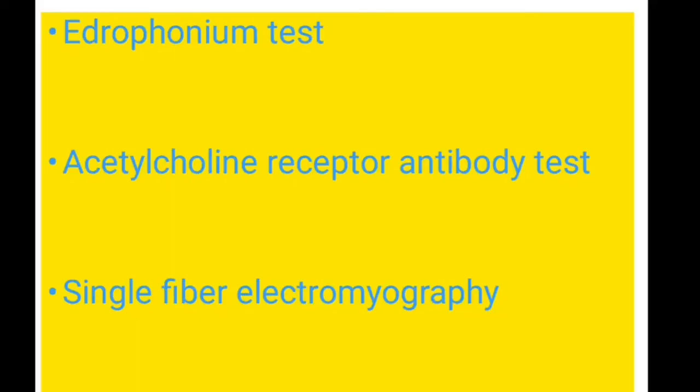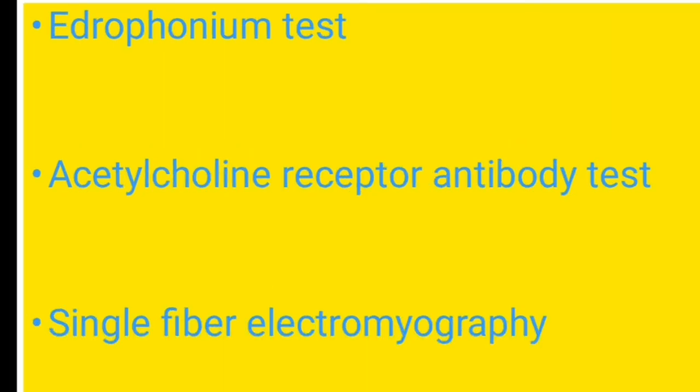Other confirmatory tests for myasthenia are the hydrophonium test, acetylcholine receptor antibody test, and single fiber electromyography. In the hydrophonium test, we use 2 mg of hydrophonium, injected slowly over 15 to 30 seconds, and we wait for 1 minute. If there is no untoward effect, then inject 8 mg of hydrophonium again, and after 1 to 5 minutes there will be drastic improvement in the ptosis. So that will confirm myasthenia again.